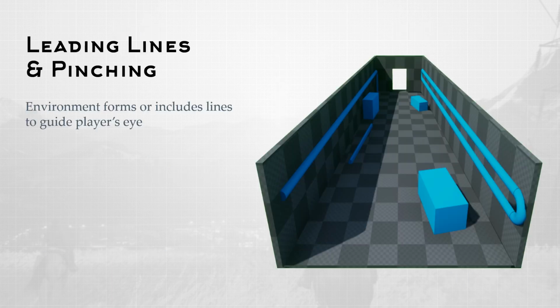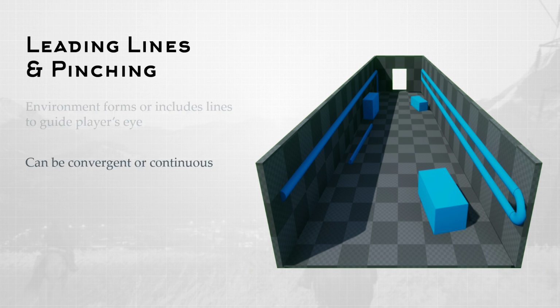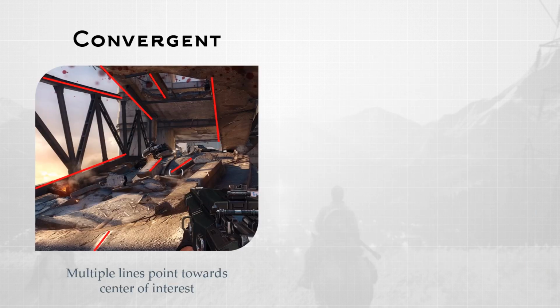When an environment forms or includes lines that guide the viewer's eye towards the main subject, it's referred to as leading lines. And these can come in two forms. They can either be convergent or continuous. If you have convergent leading lines, there are multiple lines coming from different directions, but they all point towards the same center of interest. Like here in this example, we have all the different lines coming from the lower part, but also from the upper part, leading to this rectangular exit of the bridge.